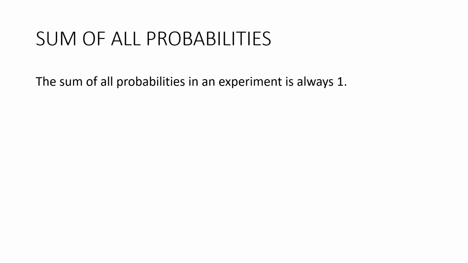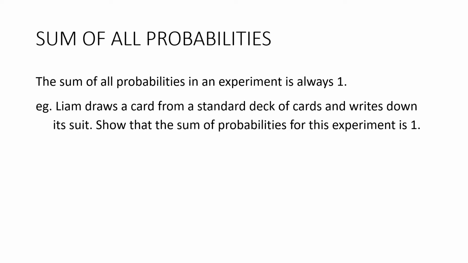Now the sum of all probabilities in an experiment is always 1. Let's have a look at this example. Liam draws a card from a standard deck of cards and writes down its suit. Show that the sum of probabilities for this experiment is 1. So we're going to work out the probability that he draws a heart, a diamond, a club, and a spade, and then add up those probabilities.